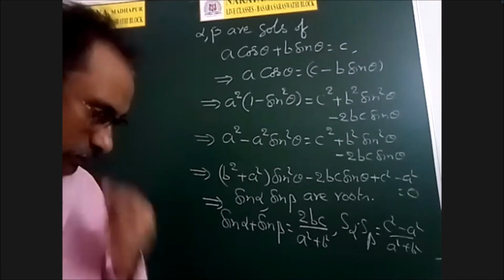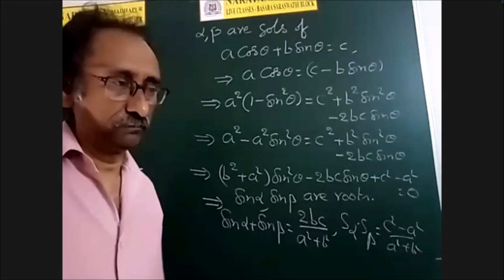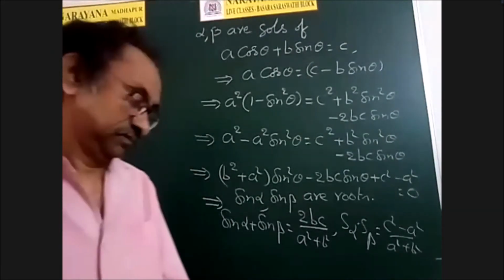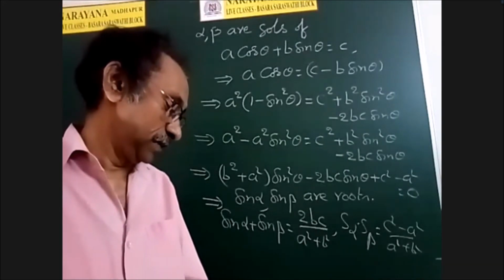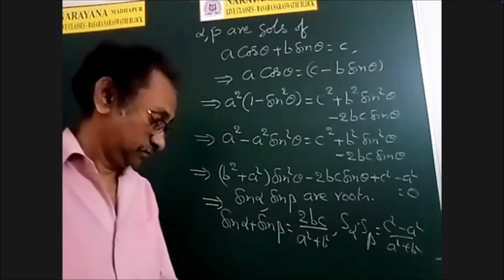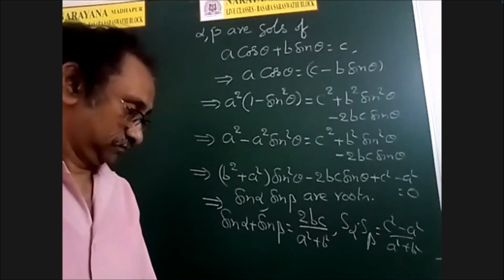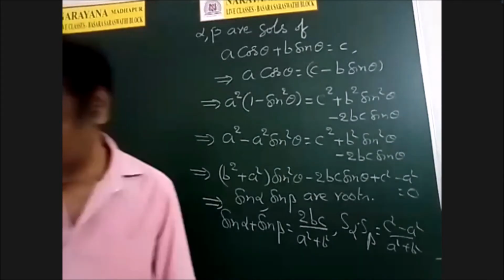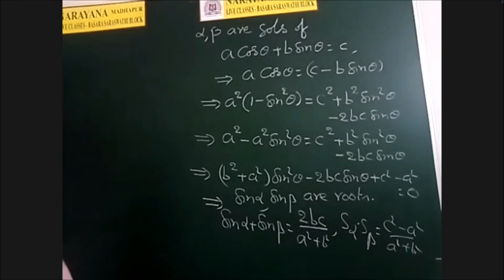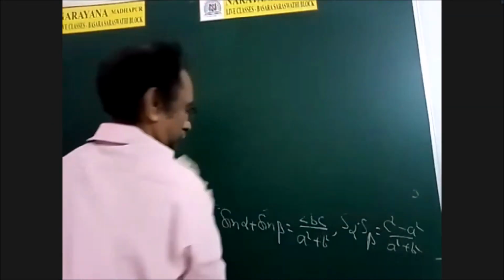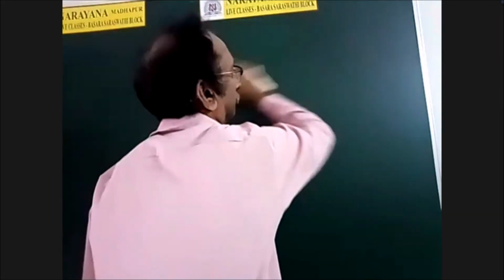Hello, sir. Sridhar, any doubts? Cos alpha plus cos beta is 2ca by a square plus b square. And the product, cos alpha into cos beta, is c square minus b square by a square plus b square. Okay, very good. Right. And next one.